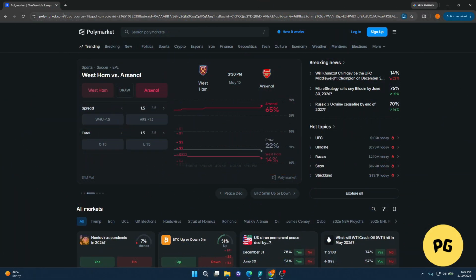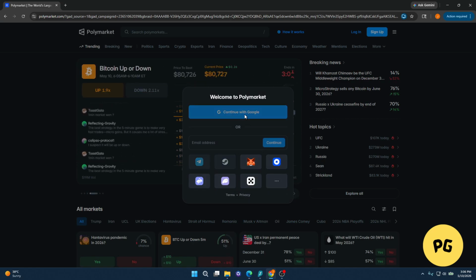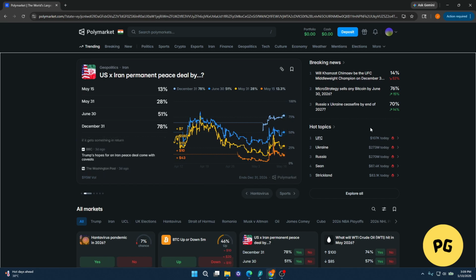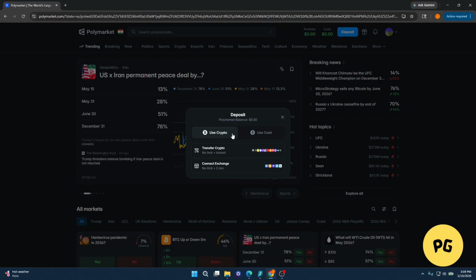Alright, so let's begin. First, open Polymarket and log in using the same method you used when creating your account. This could be through a crypto wallet such as MetaMask or by signing in with your email account. Once you are logged in, go to the wallet or deposit section of the platform. This is where you can add funds to your account balance.